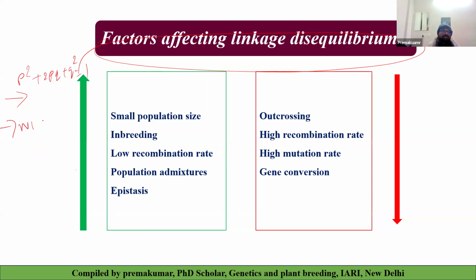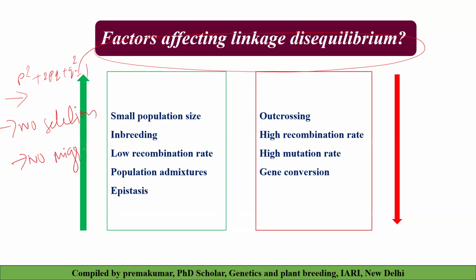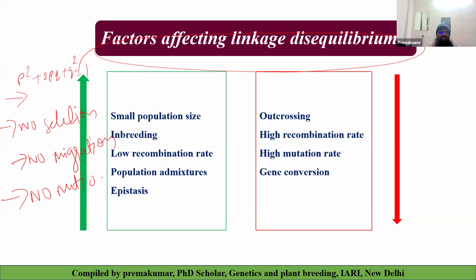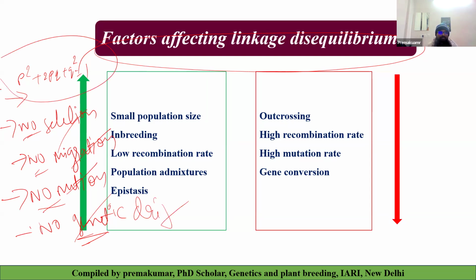When there is no selection, no migration, no mutation, and no genetic drift. I hope you have been studying this since your PUC days, so I will not go into detail. When there is no selection, no migration, no mutation, and no genetic drift, the population will be in equilibrium.